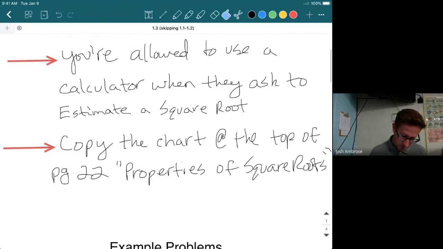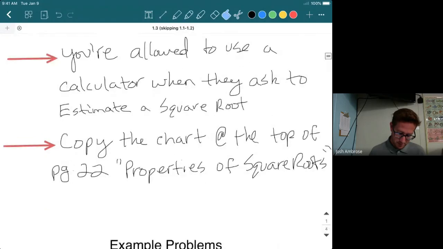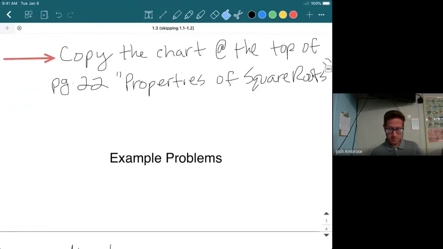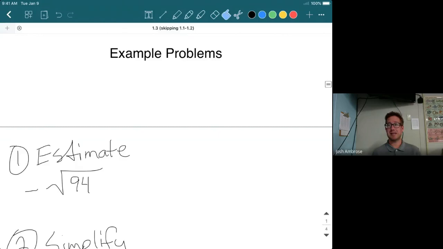Make sure you pause the video, rewind the video, all that normal stuff. You've got your key terms to copy, you're allowed to use the calculator, and the last piece here is to copy the chart at the top of page 22 titled Properties of Square Roots. So pause this video, take care of all those notes, and then we're going to jump into example problems.